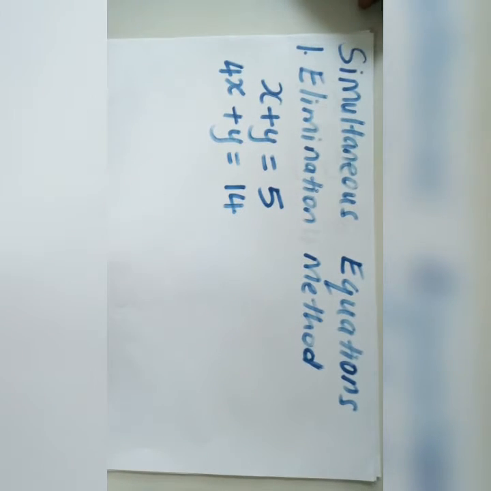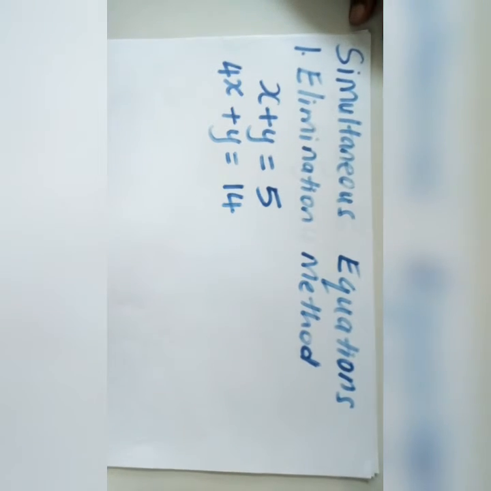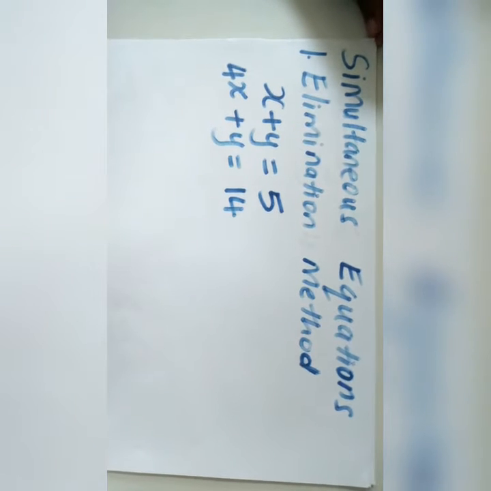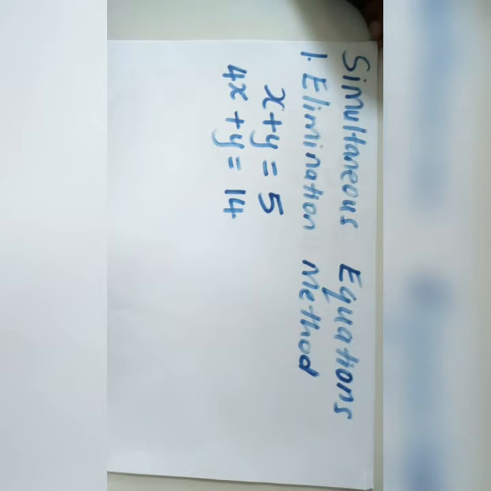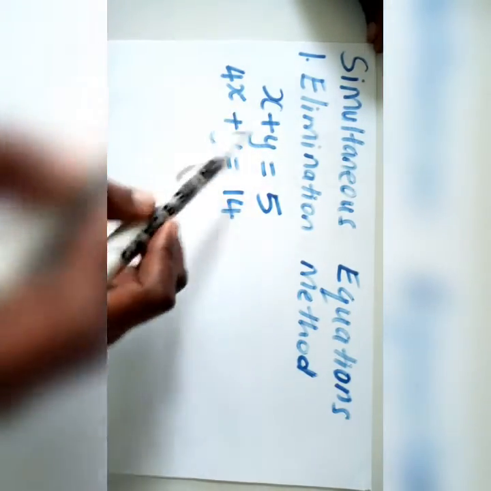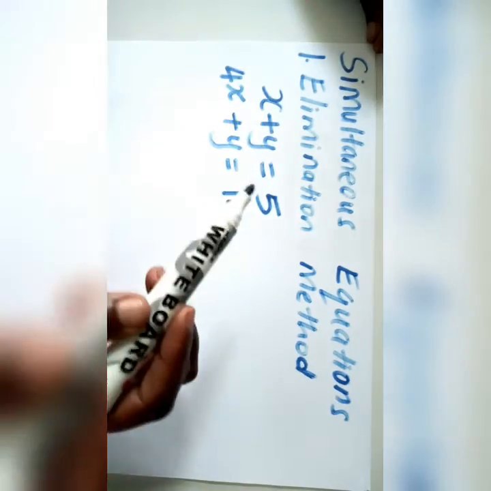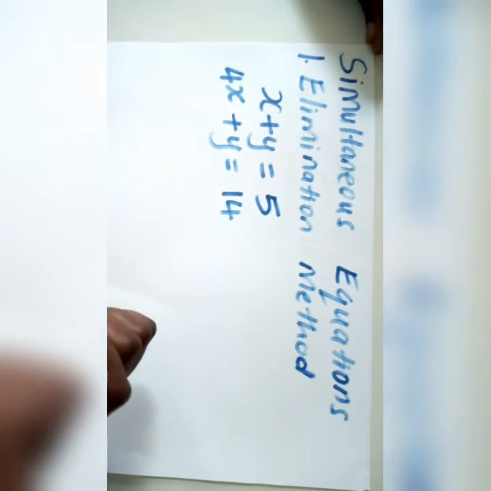Hello, in today's video we'll be focusing on simultaneous equations, and the first method I want to teach you is the elimination method. So elimination method means you're going to eliminate one of these variables. So we have x and we have y, so we need to eliminate one of them.